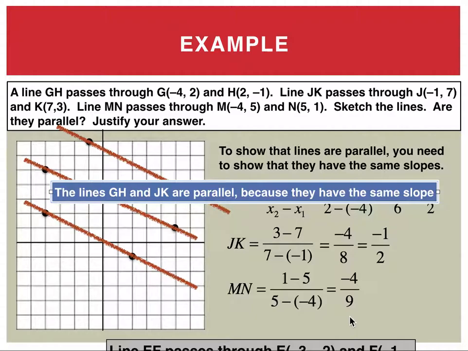And if you don't simplify all the way, you might not be able to tell if two lines have the same slope. Here we can tell they do, because we simplified them, we got negative 1 over 2. Negative 4 over 9 is not the same, so that means it's not parallel. They have to be the same to be parallel.